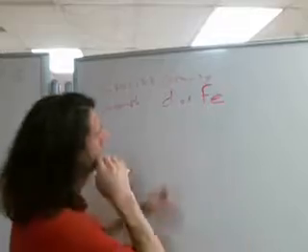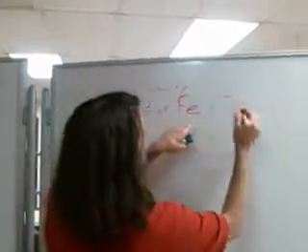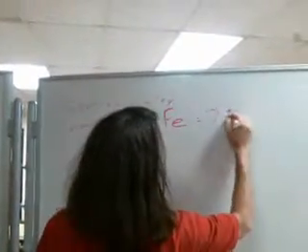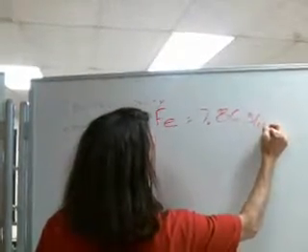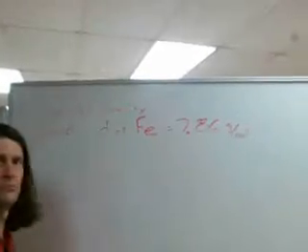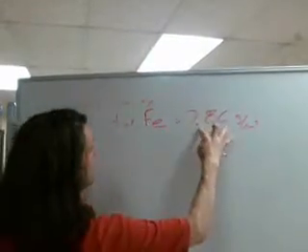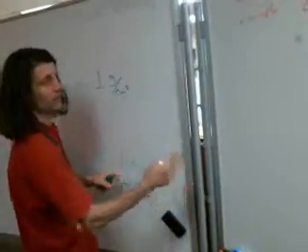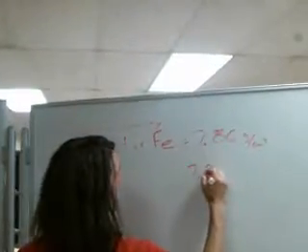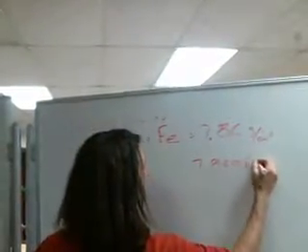Fe is 7.86. Now this is grams per cubic centimeter. And if we treat this the same way we treated this to turn it into kilograms per cubic meter, all we'll do is again move the decimal place 3 spots to the right. It's the exact same thing as 7,860 kilograms per cubic meter.